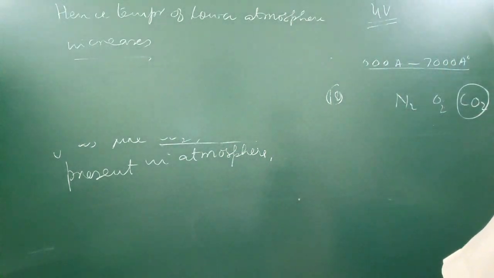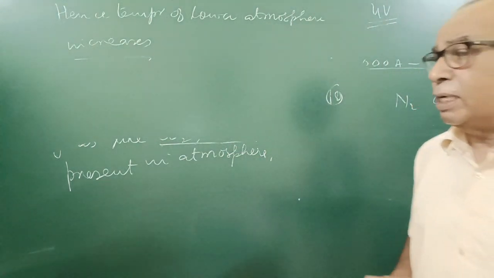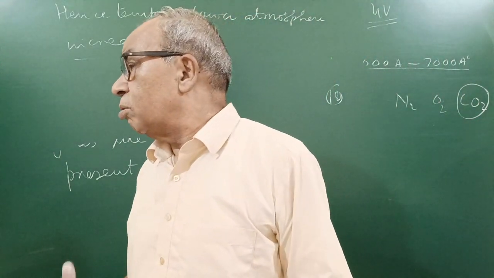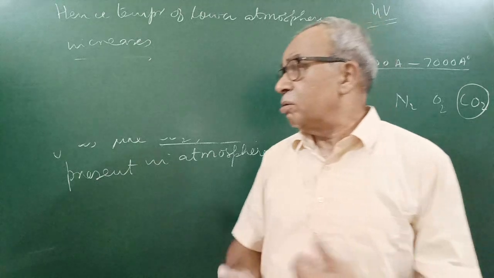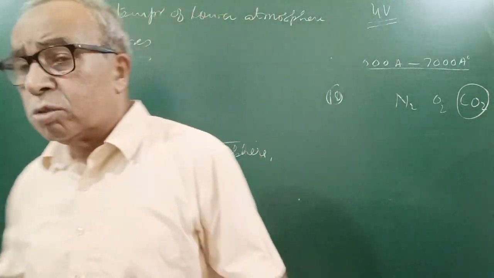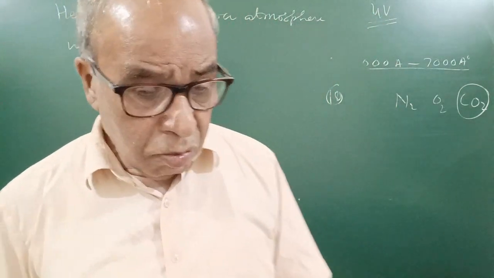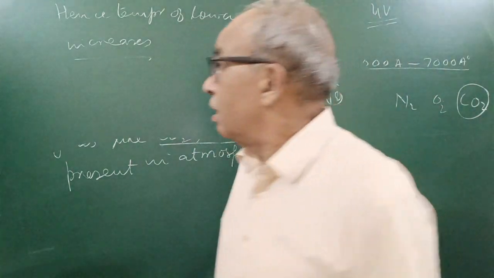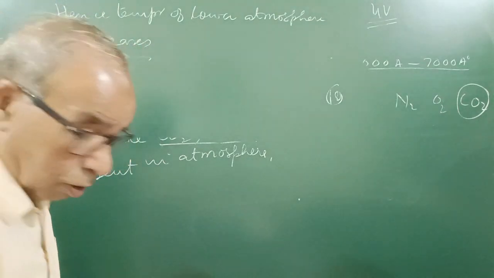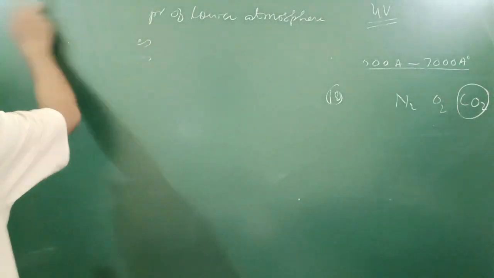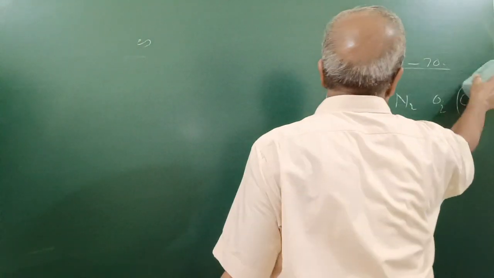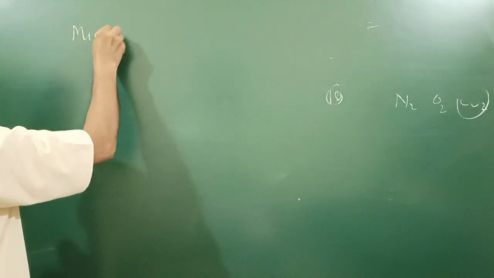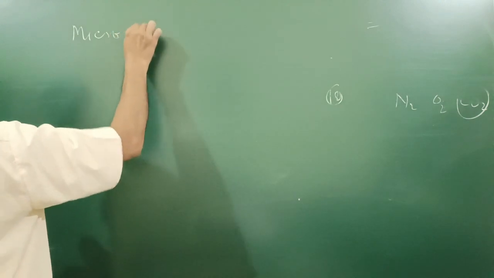There are other uses of infrared radiation also. You can read them from the book. To heal injuries to the bones, etc., we use hot water. Now I come to microwaves. Microwaves are the shortest radio waves.